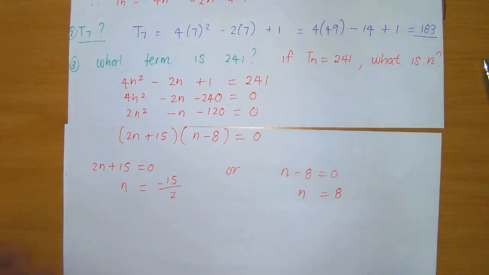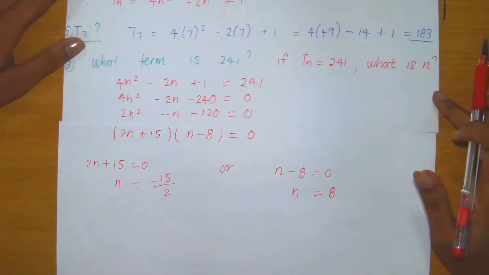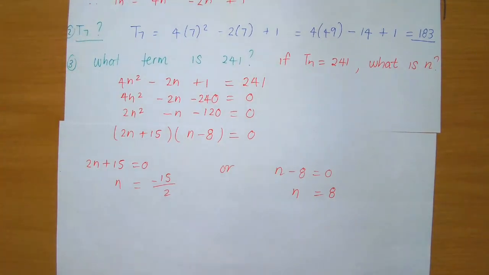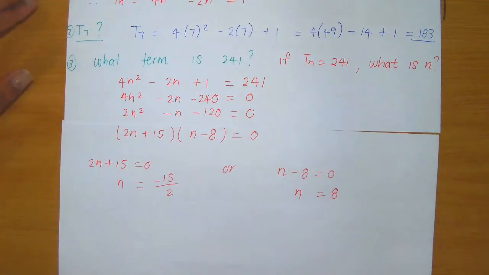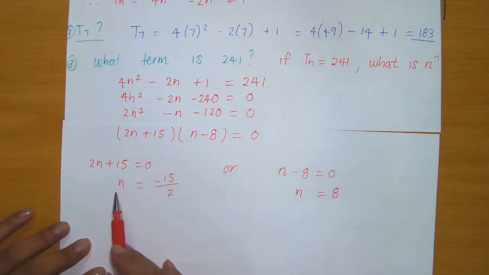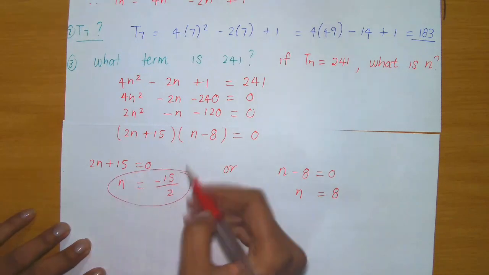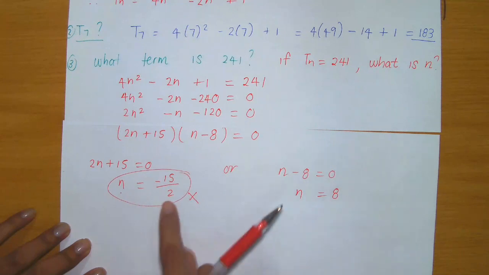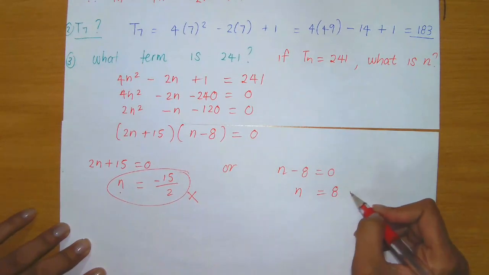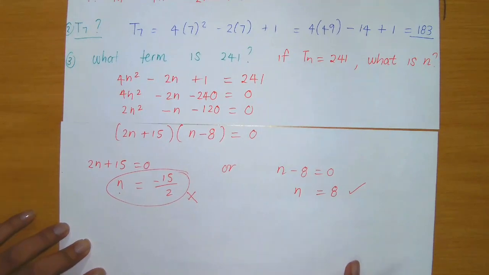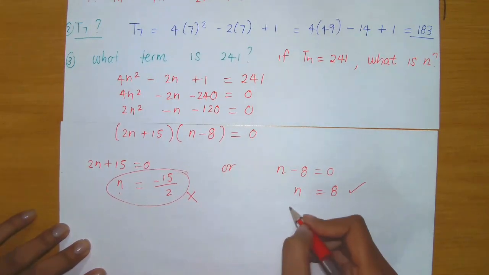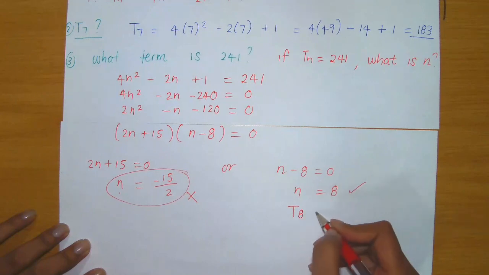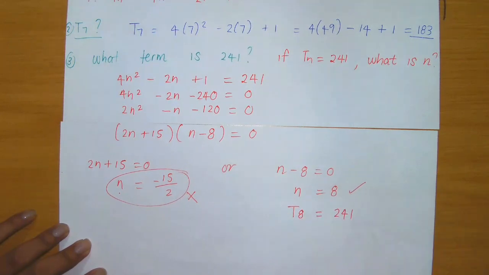Right. But what does n represent? Remember, n represents the term number. Right? So in your sequence, we have the terms running from t1 up to tn, or it continues indefinitely. So therefore, having n equal to a negative number is not valid, right? Because we will not have tn where n is a negative subscript. So that means n equals 8 is the only correct choice in here, and therefore we conclude that term 8 is equal to 241.